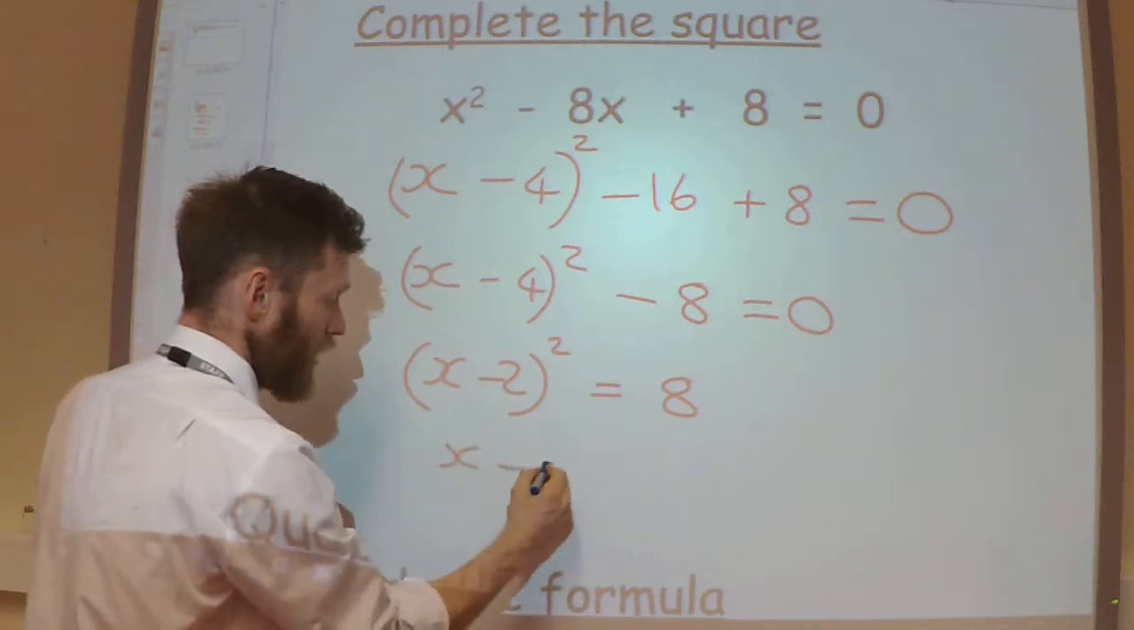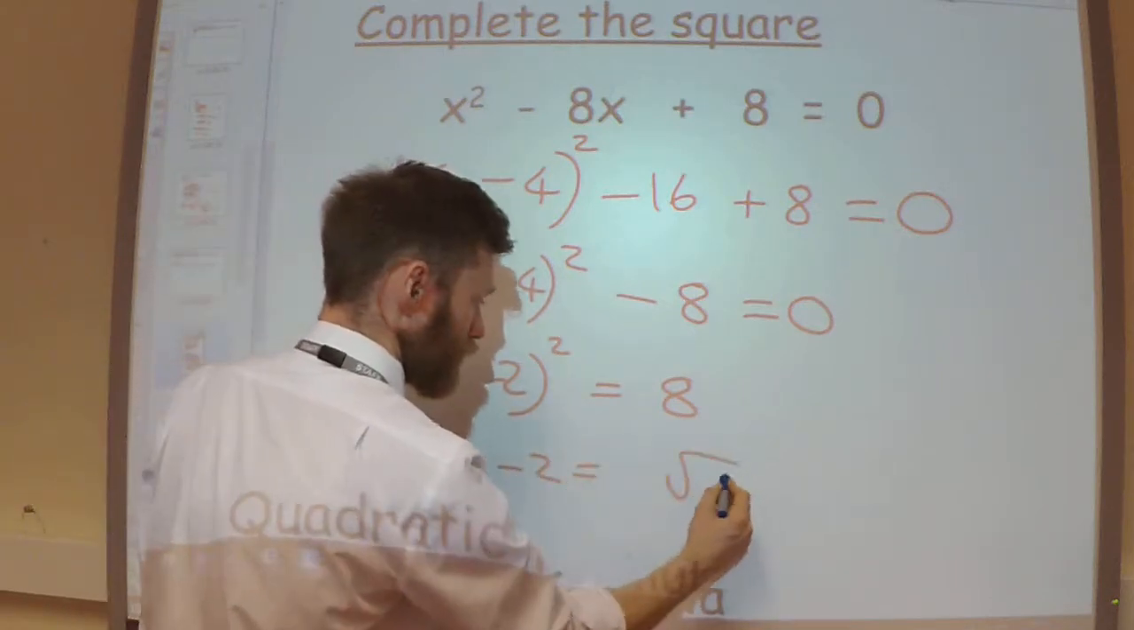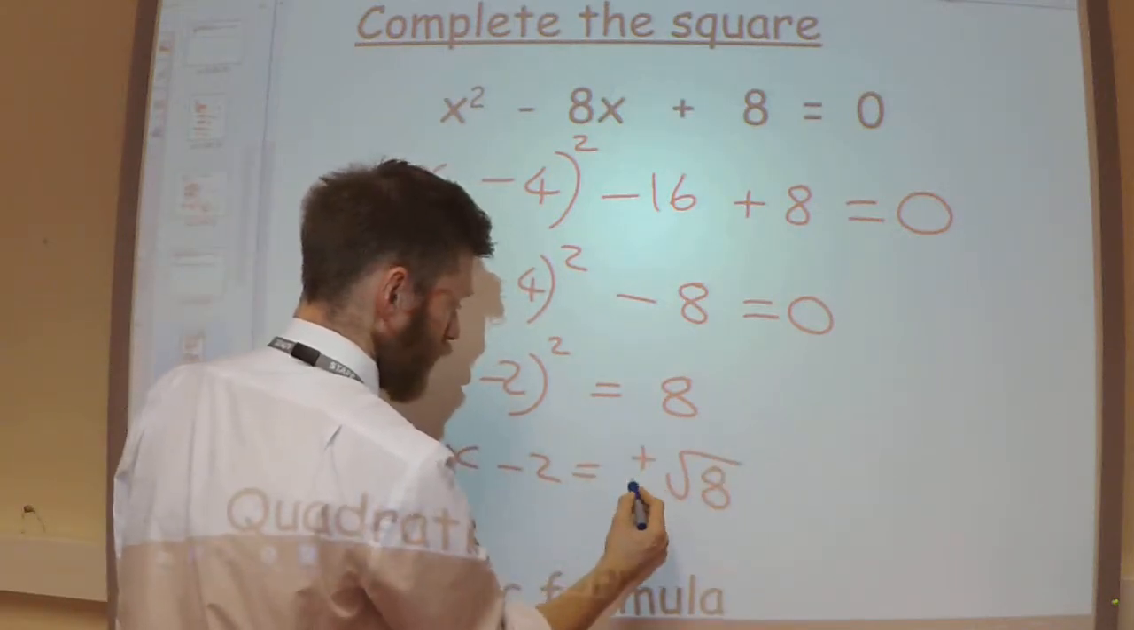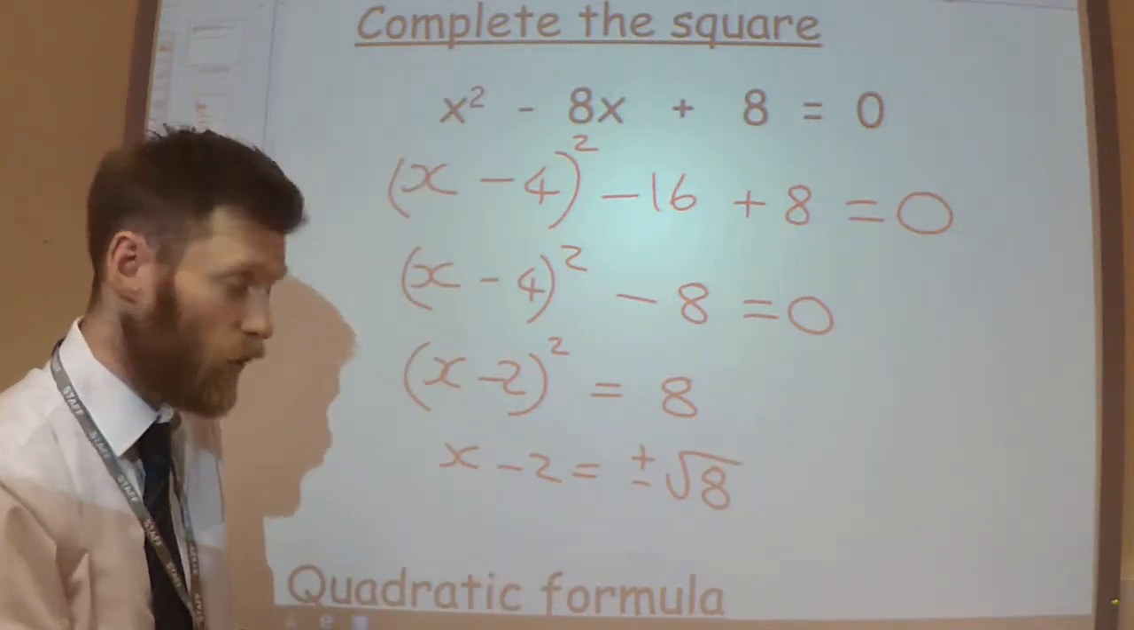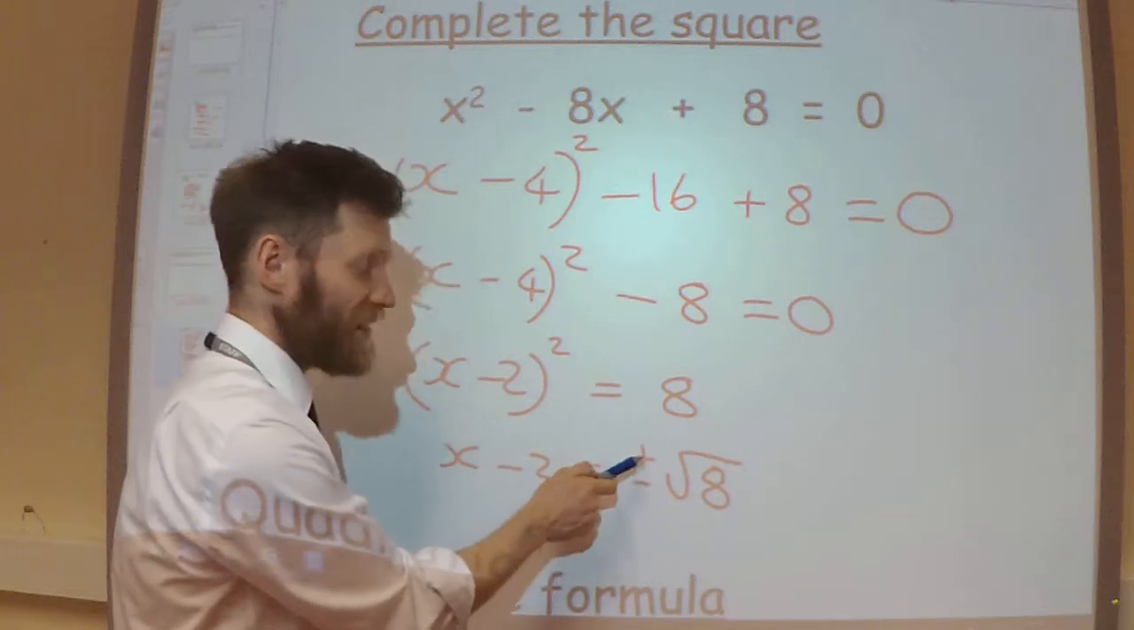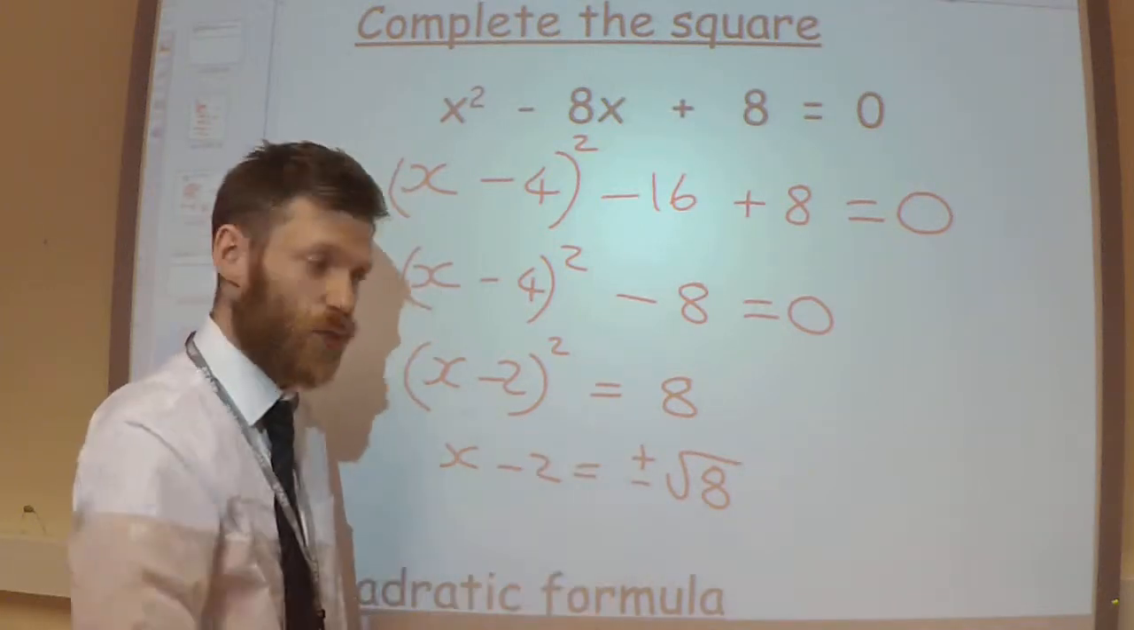And just remember, when you square root, you will always get a positive and a negative answer. Really important. You get a positive answer and a negative answer whenever you square root something.